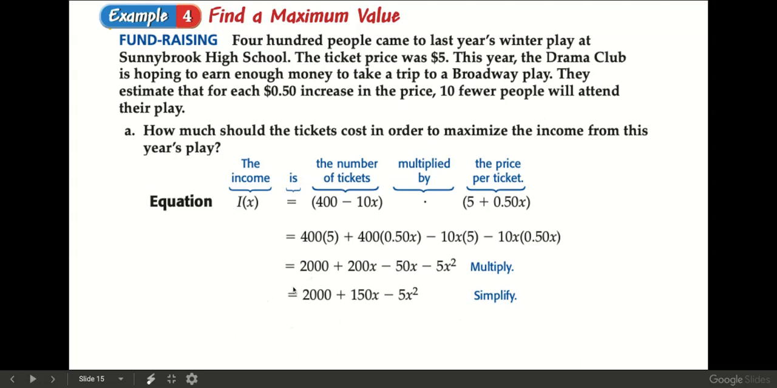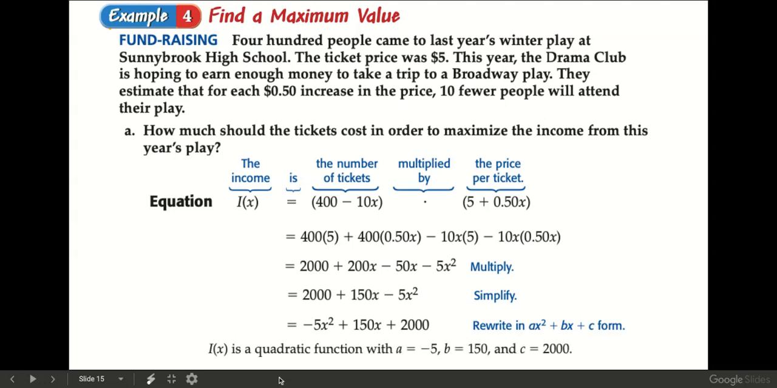If you notice, it is a quadratic function. So we can go ahead and find out what's going to be the maximum value, right? What's going to be our maximum income based off the number of 50-cent increases. So again, we can rewrite it into standard form: negative 5x squared plus 150x plus 2,000. So this is my a value, my b value, my c value.